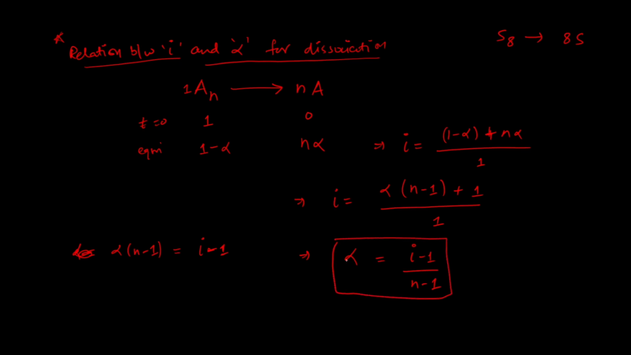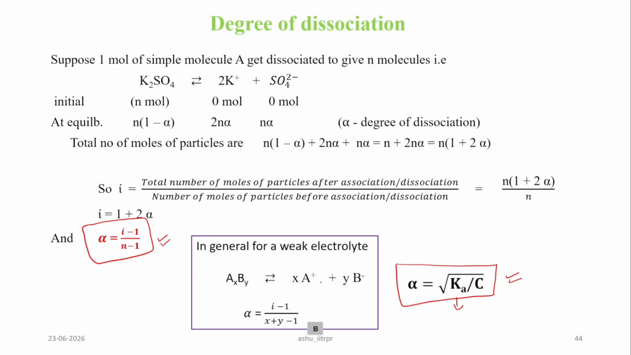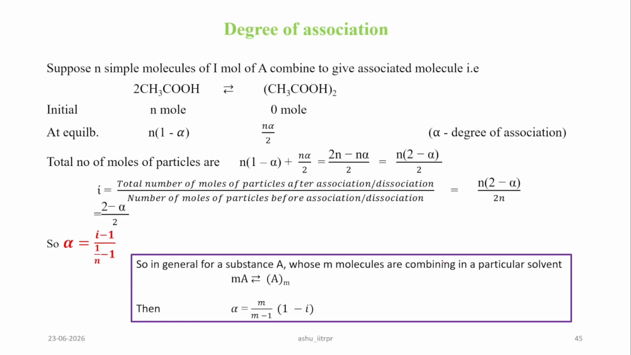This is the relation between alpha and i for dissociation. So even if you don't know the derivation, you need to know this formula. This is very important, and so many questions are asked based on this formula. So that's the relation we have: alpha is equal to i minus 1 upon n minus 1, the relation between alpha and the Van 't Hoff factor.